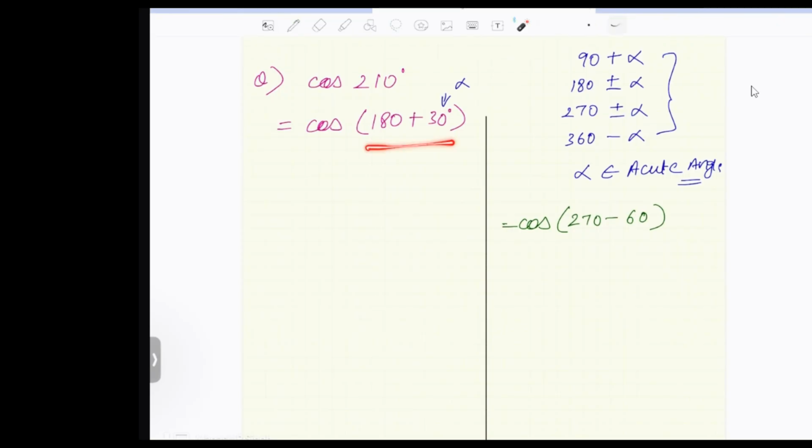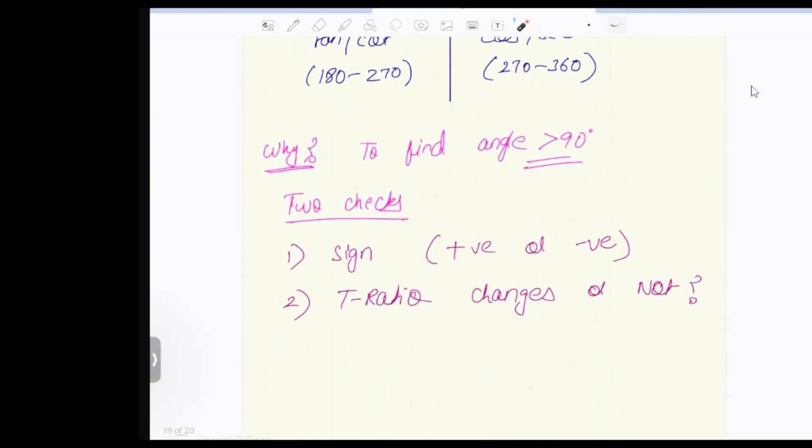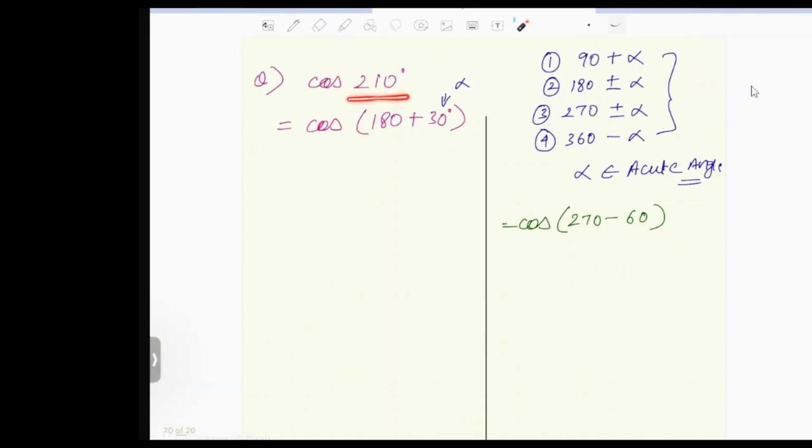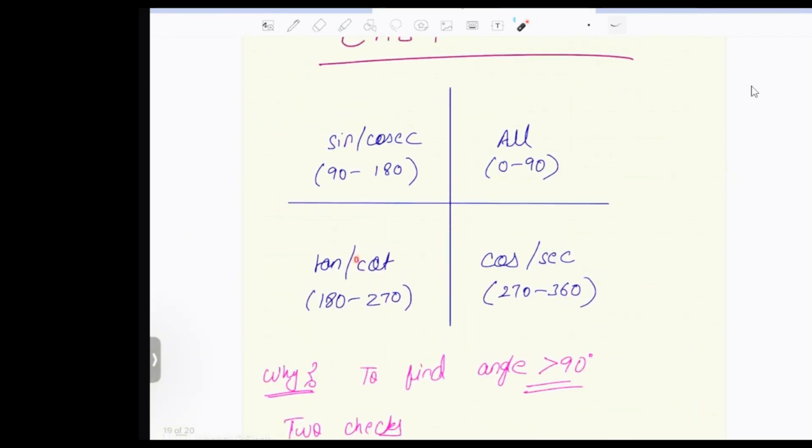So first let's do one. First job is to break your angle greater than 90 degrees into any of these four forms. Remember 1, 2, 3, 4, and the condition is alpha should be an acute angle. Second, now we'll check whether the sign will be positive or negative. How will you decide? Very easy. If your angle and your T ratio belong to the same quadrant, then it's a plus, else it's a minus. Very easy.